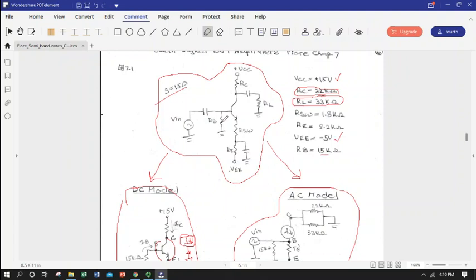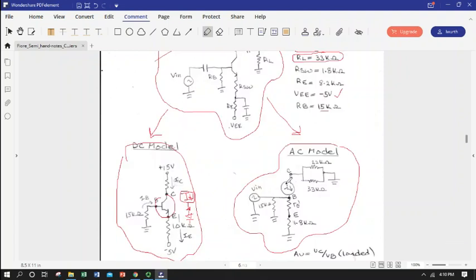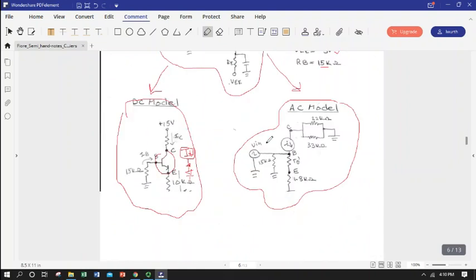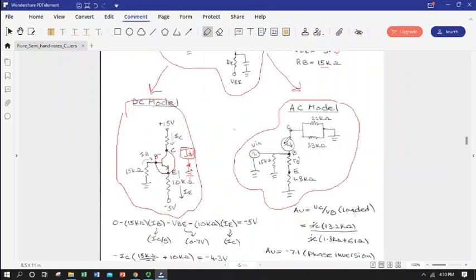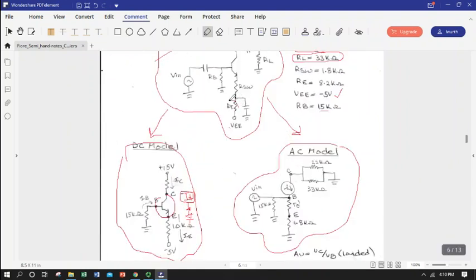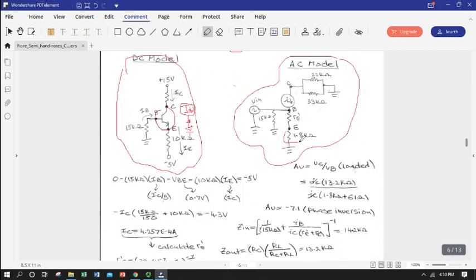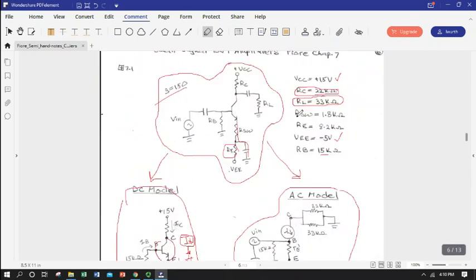We keep our base resistor, and here we've got an AC current source and our little r e representing our bipolar junction transistor, and our load resistor and our R sub C are in parallel. And we don't have this resistor because our AC signal goes right through the coupling capacitor, so we only have our 1.8 ohm swamping resistor.